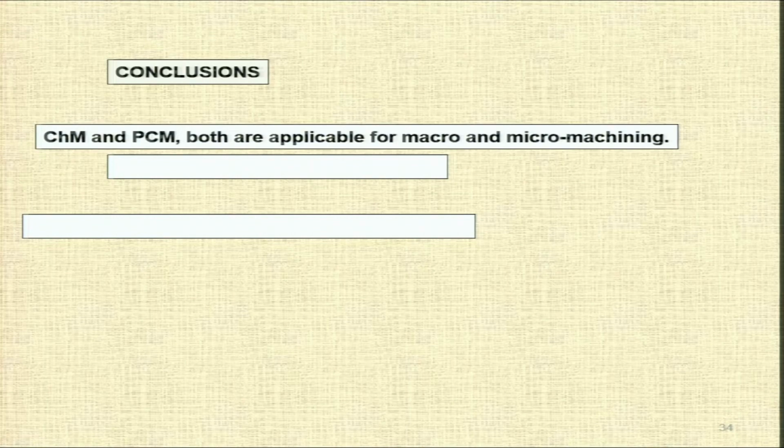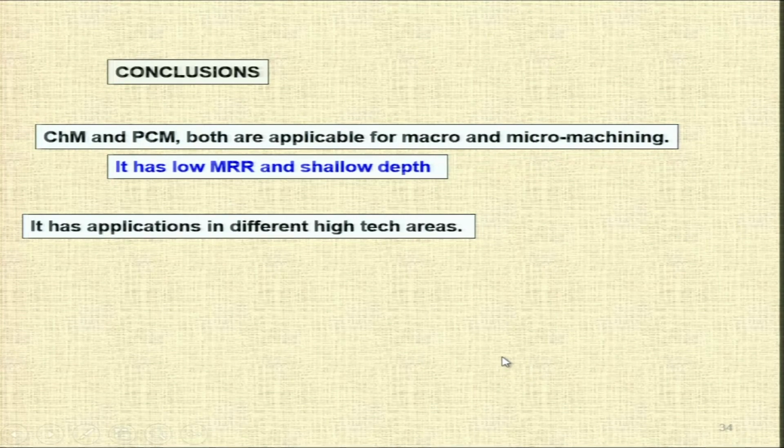Conclusions: chemical machining and photochemical machining both are applicable for macro and micro machining. We have already seen some of the applications in both macro as well as micro. It has low material removal rate and shallow depth. It has applications in different high-tech areas which I have already mentioned to you.